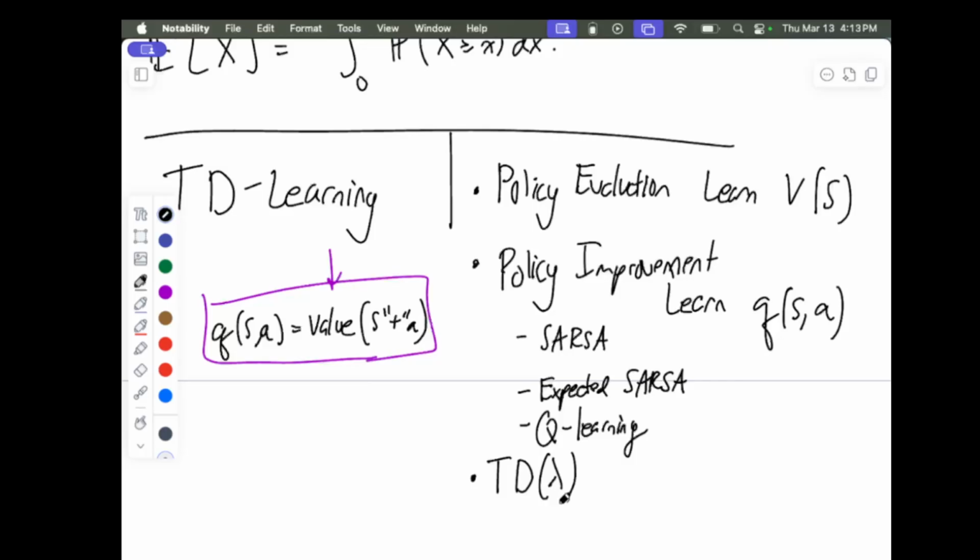Any questions or comments before we start? Yeah. So what's the difference between the capital Q and the lowercase q? In the book or in general? In general.